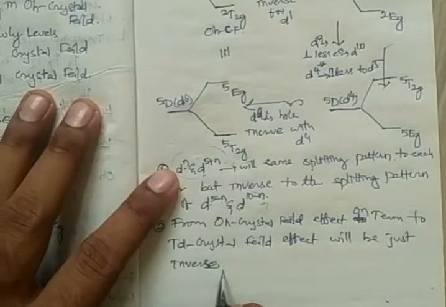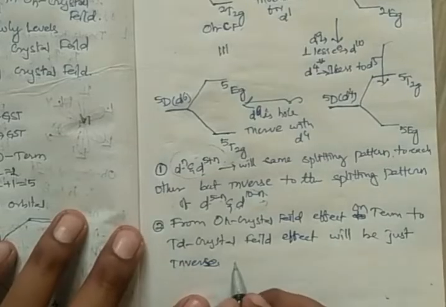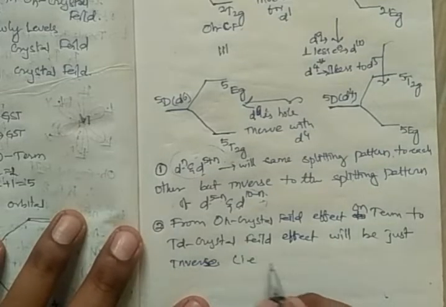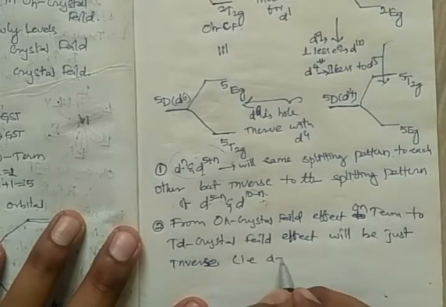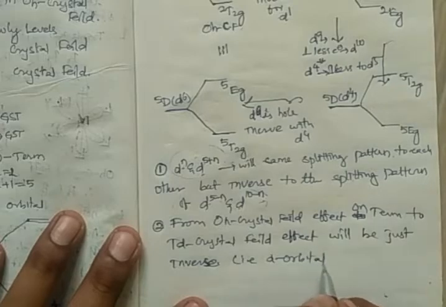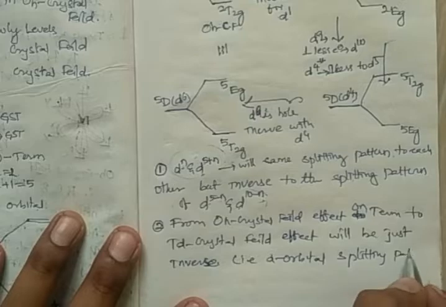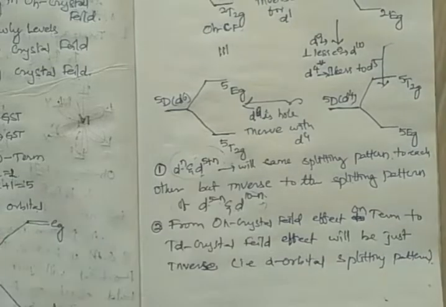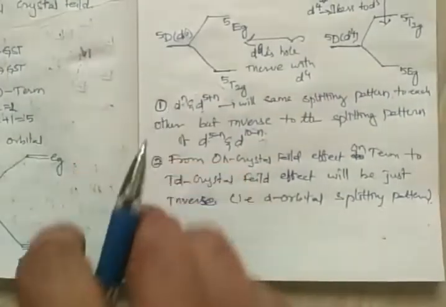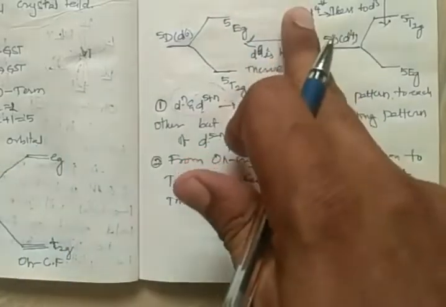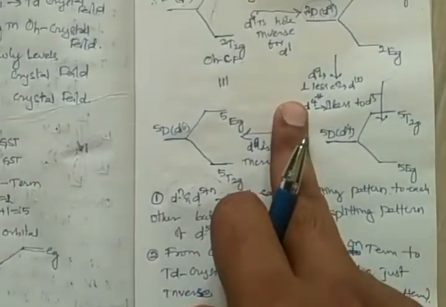It will just inverse, right? This is similar, since the d orbital splitting pattern suggests the same, right? So as the d orbital splitting, we have suggested the d term splitting pattern. So the d orbital is inverting there.